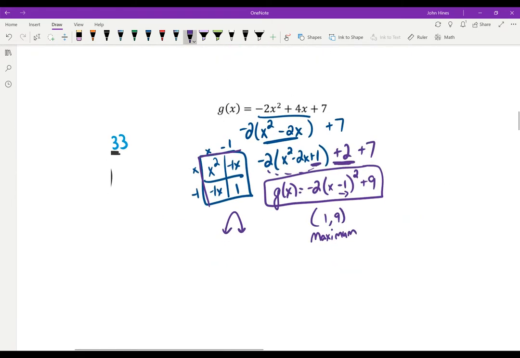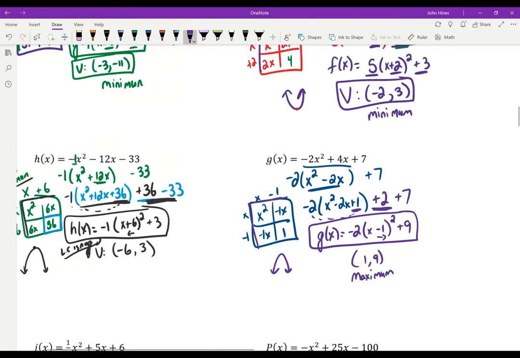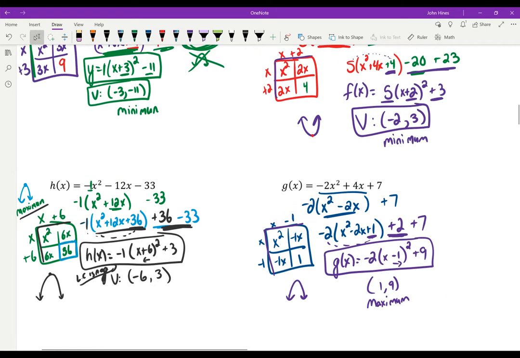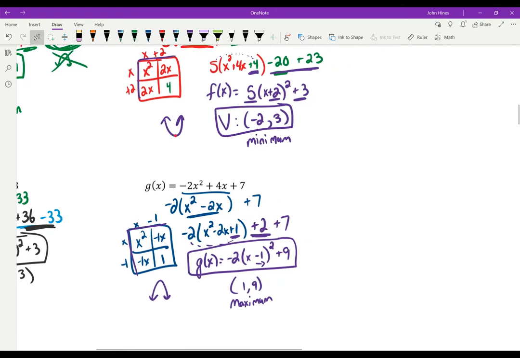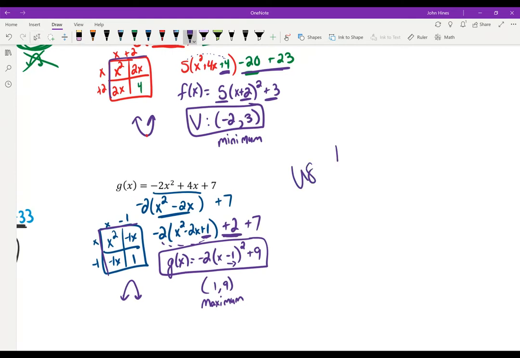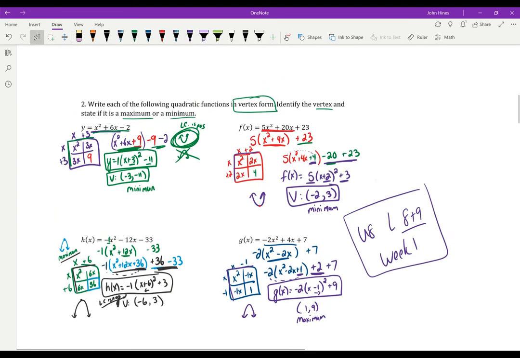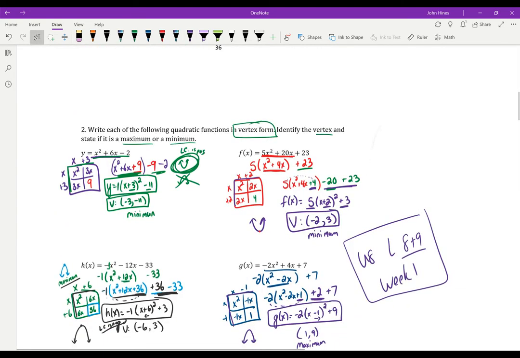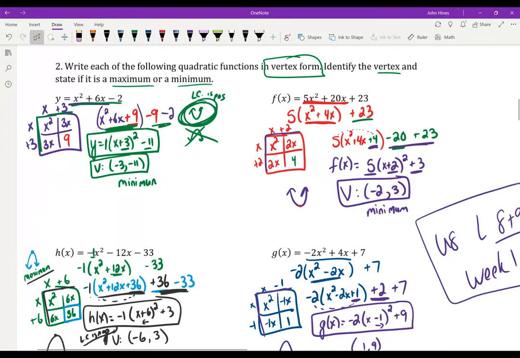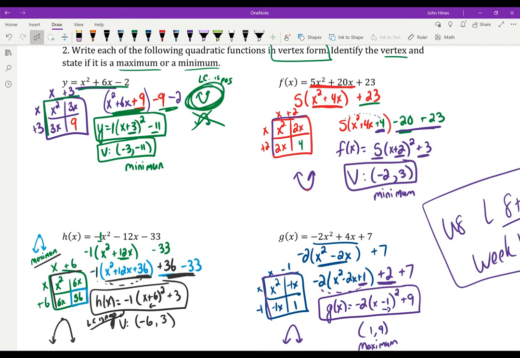So, hopefully you remember how to complete the square. If not, guess where you've got to go back to? You've got to go back to Unit 8, Lessons 8 and 9, I believe. It's week number 1 in Google Classroom. Week number 1 is how I review completing the square. It's a skill that comes up a whole bunch in your mathematical journey. So practice. We can go from standard form into vertex form by completing the square.